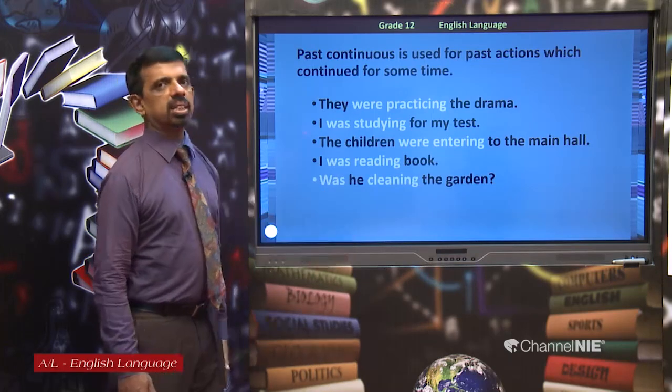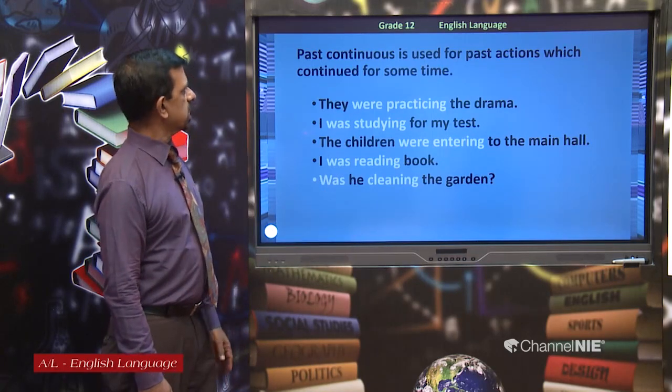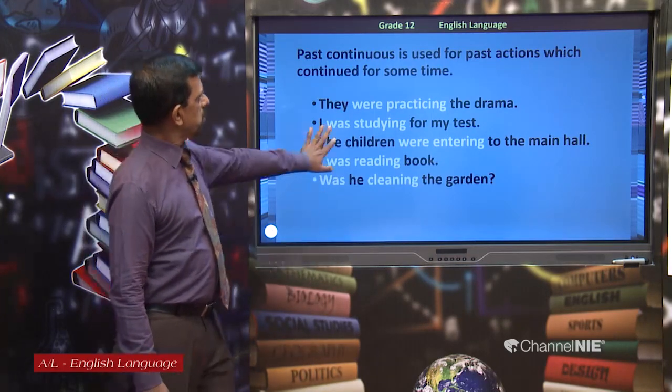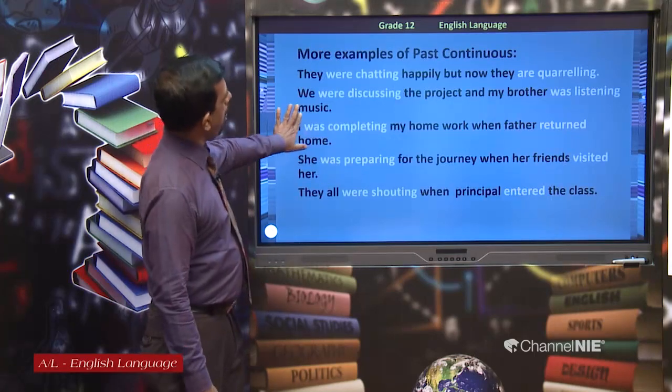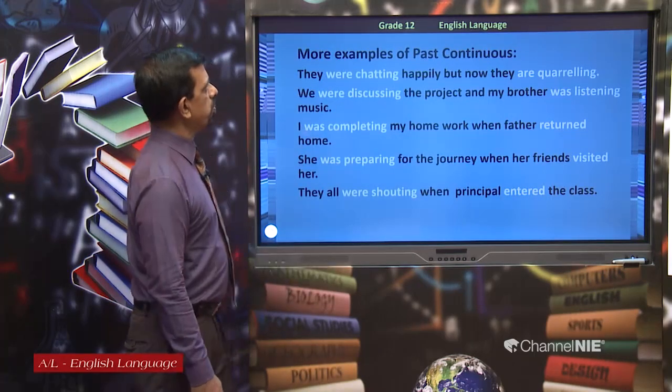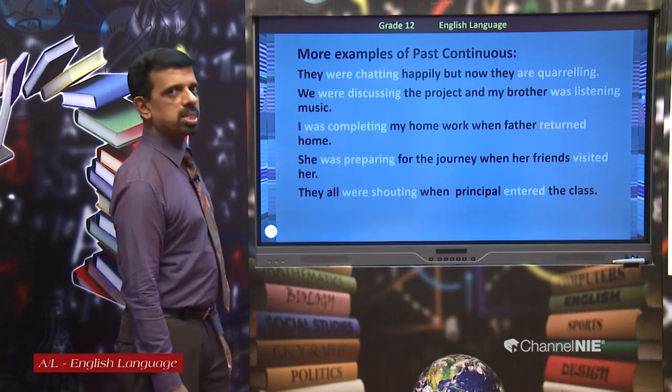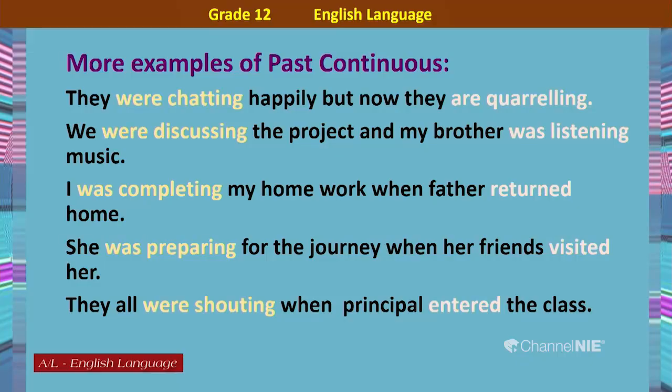Was he cleaning the garden? In the question form, was he cleaning the garden? So we'll go for more examples of the past continuous. The first sentence, they were chatting happily, but now they are quarreling. They were discussing the project and my brother was listening to music.